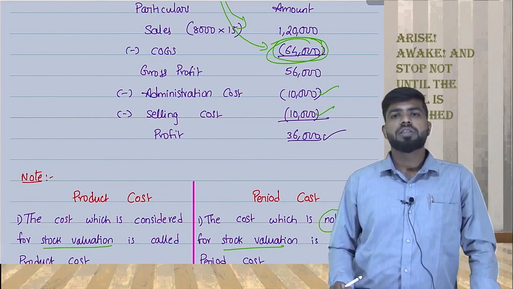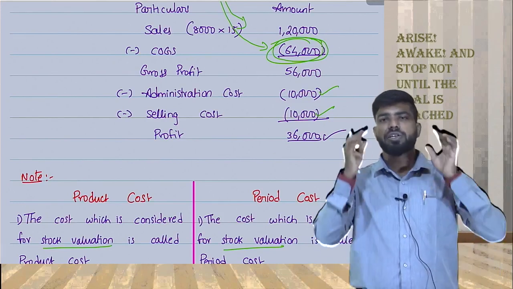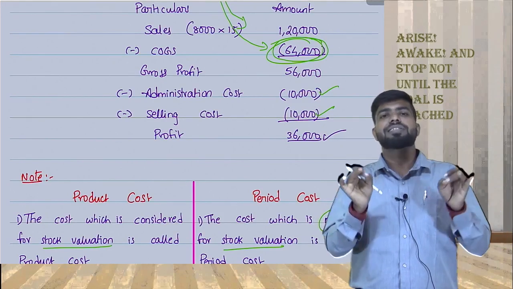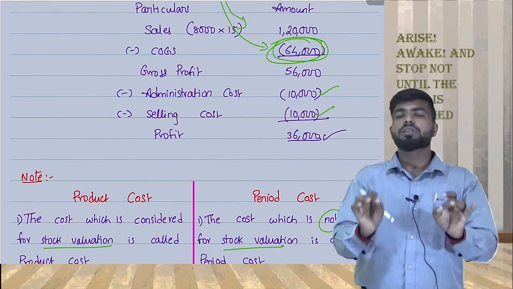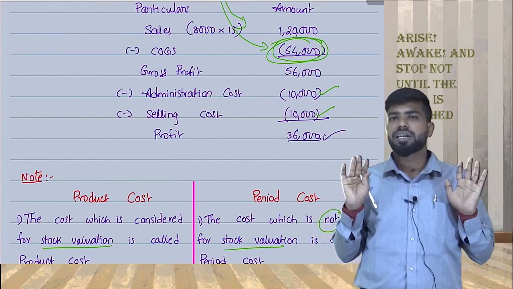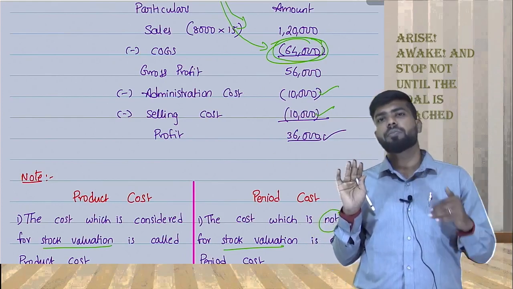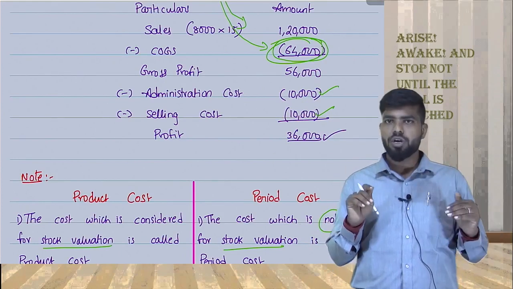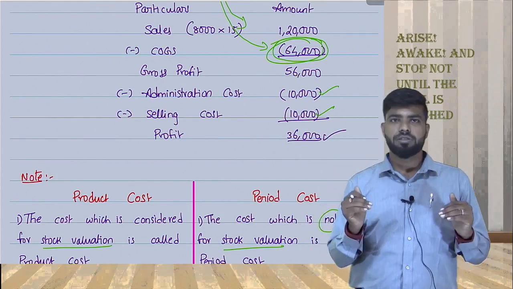What is product cost? The cost which is considered, simple. You need to remember what it means. The cost which is considered for stock valuation is called product cost. The cost which is not considered for stock valuation is called period cost. This is more than enough for remembrance. After that, what is the point? All manufacturing costs are product cost. All non-manufacturing costs are period cost.